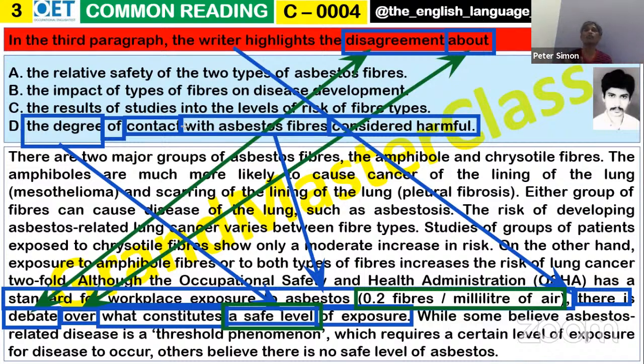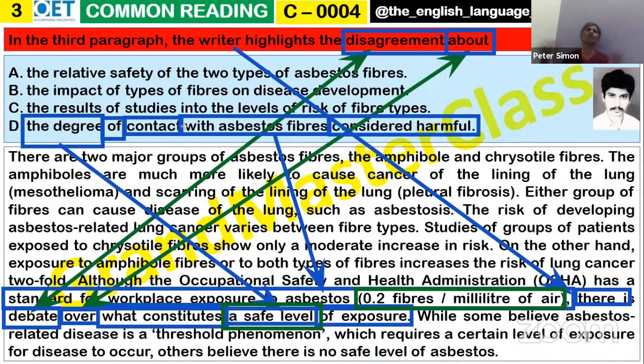But here, 0.2 fibers per milliliter of air: is it less than 0.2 or more than 0.2? 0.2 is the safe threshold. Less than that is safe, more than that is dangerous. So be careful of this one. So less than and more than. Numbers can give you different logics.